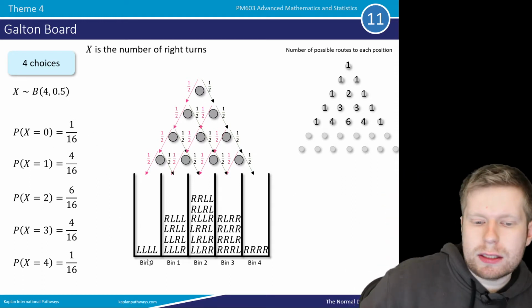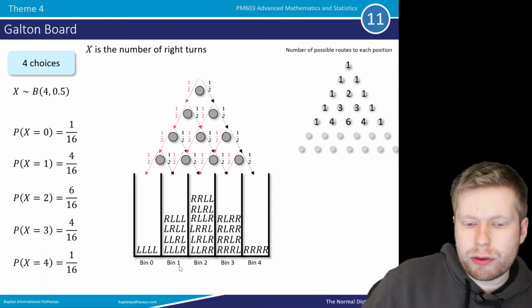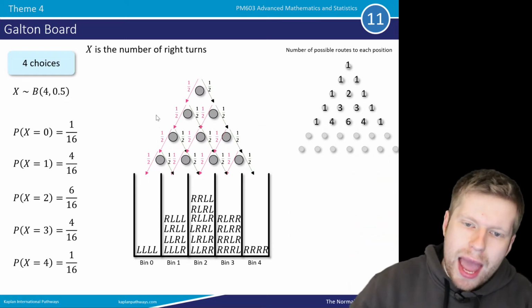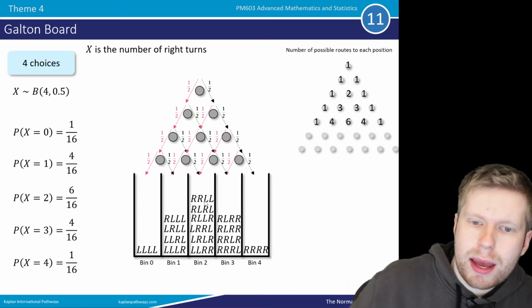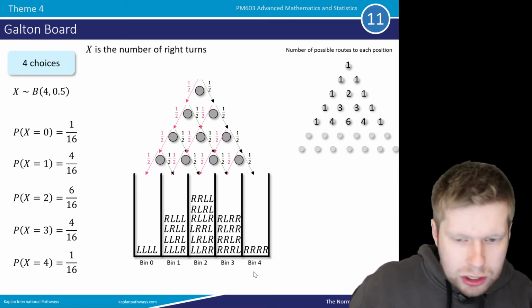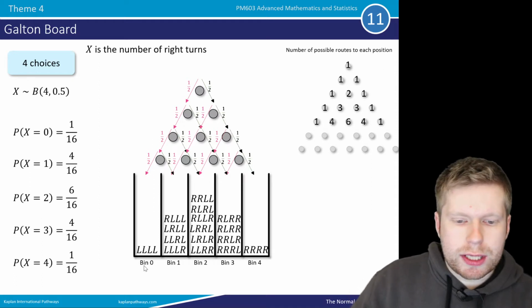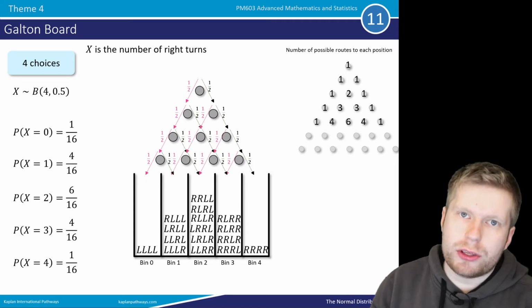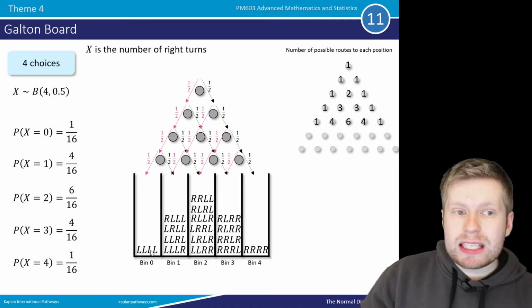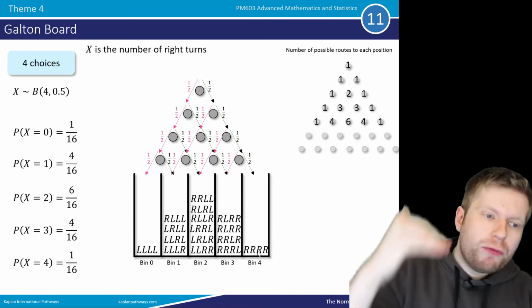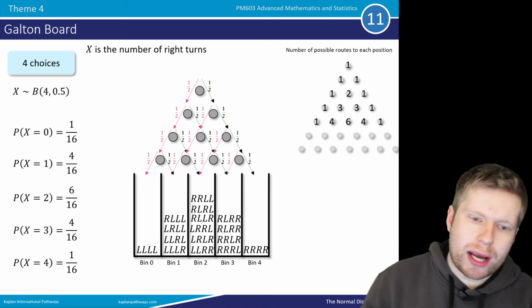And you also notice that the way I've numbered my bins, so bin 0, bin 1, bin 2, bin 3, bin 4, it corresponds to the number of pegs, the number of choices I'm going to have to make. So the number of rows, in other words, okay? And you also notice that the number of the bin corresponds to the number of right turns that I'm making. So in order to get into bin 0, I'm making no right turns, they're all lefts. But in order to get to bin 4, all 4 of those choices have got to be right turns.